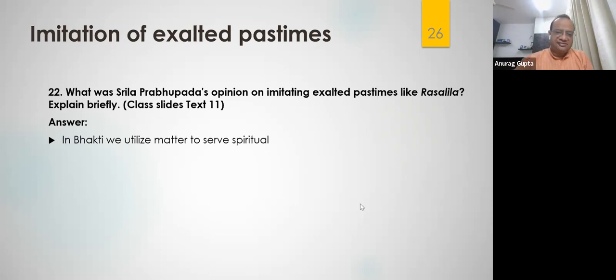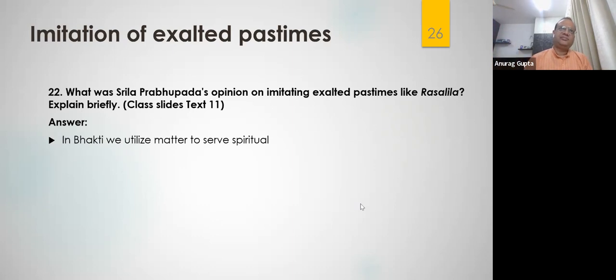In bhakti, we utilize matter to serve the spiritual. There is Gyan Marg. In Gyan Marg, what is said? Brahma satya, jagat mithya. It means only give preference to Brahma, which is spiritual, and reject jagat, reject matter. So the gyanis reject matter. They don't want to live in this world. They don't want to come in contact with all kinds of different positions, posts, grahastha ashram and so on. They simply go for the purely spiritual.